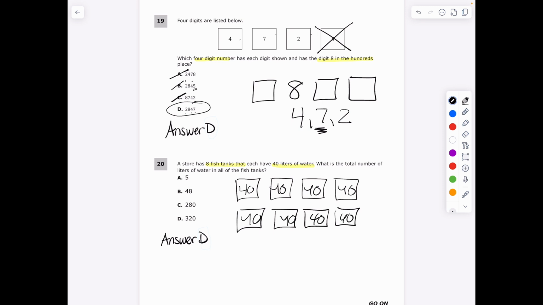So I could represent this as 40 times 8, which is 320. Now, how did I get that number so fast? Well, I know that 4 times 8 is 32. And so 40 times 8 is 320. This is 10 times bigger. All right, hit pause and jot this down into your notes.